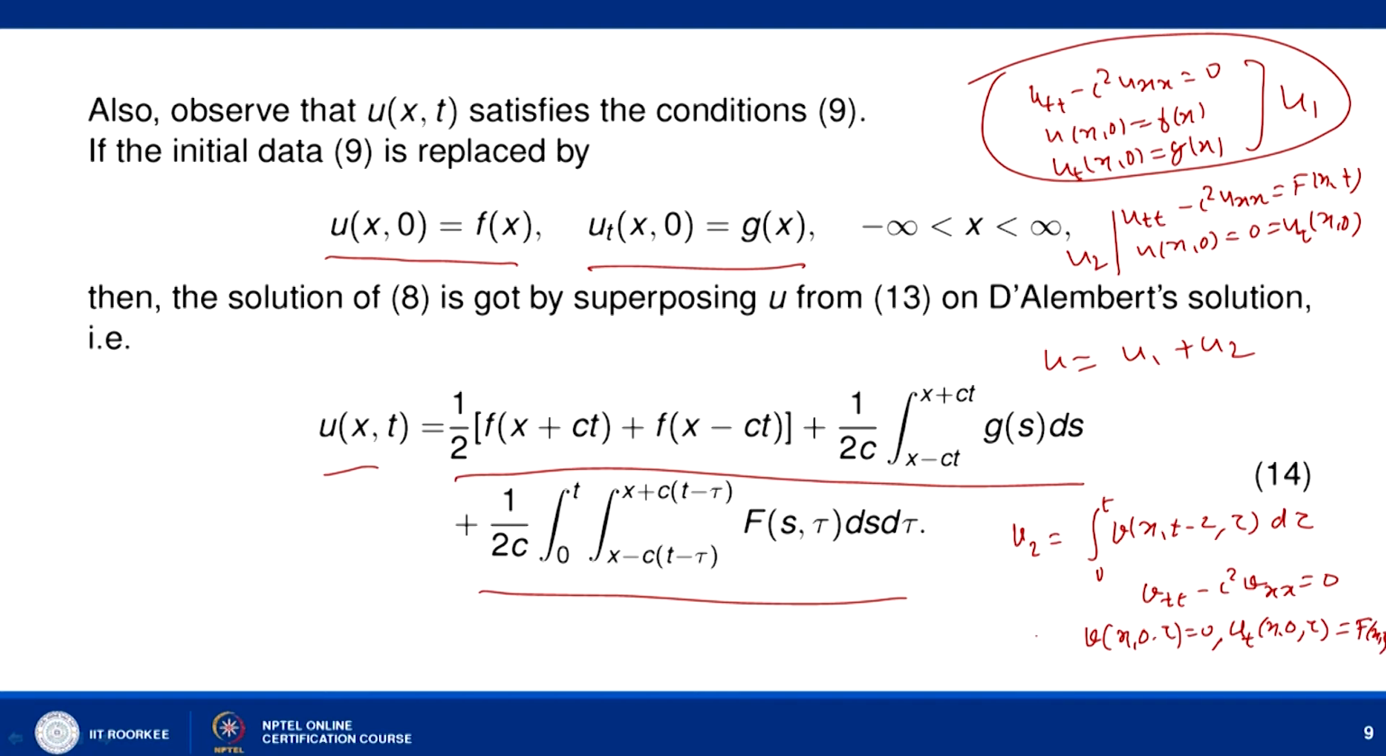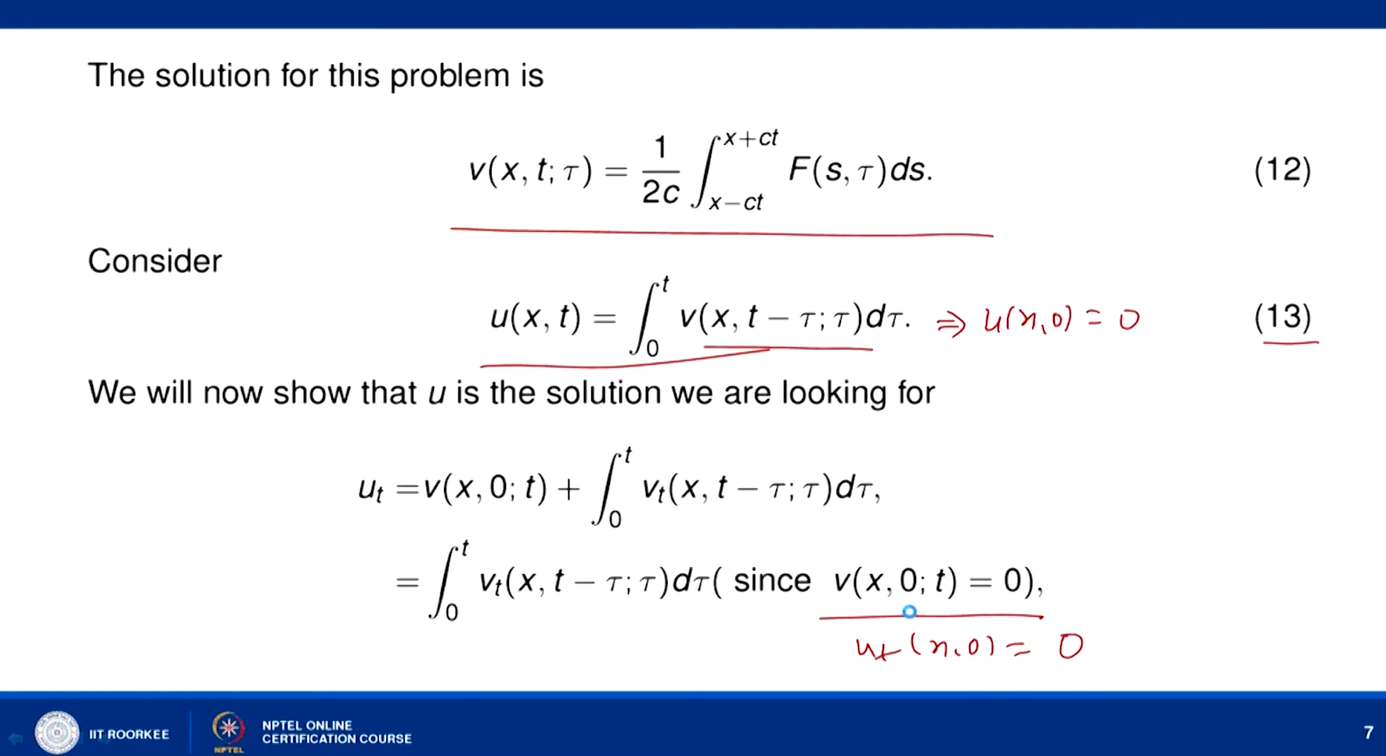So, the solution v(x, t, tau) is given as 1 upon 2c integral from x minus ct to x plus ct of f(s, tau) ds. That is what we have written here as equation number 12. So, once we have v(x, t, tau), you can find u(x, t) as integral 0 to t, and now we are writing v(x, t, tau). In place of t I am writing just t minus tau, so here you just replace t by t minus tau.